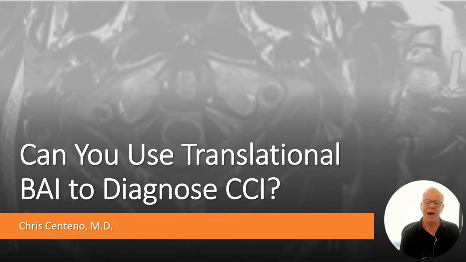We're going to talk about using translational BAI to diagnose craniocervical instability, or CCI. Now, translational BAI is a very common metric that's used on flexion-extension radiography, really flexion-extension upright MRI, to diagnose craniocervical instability.